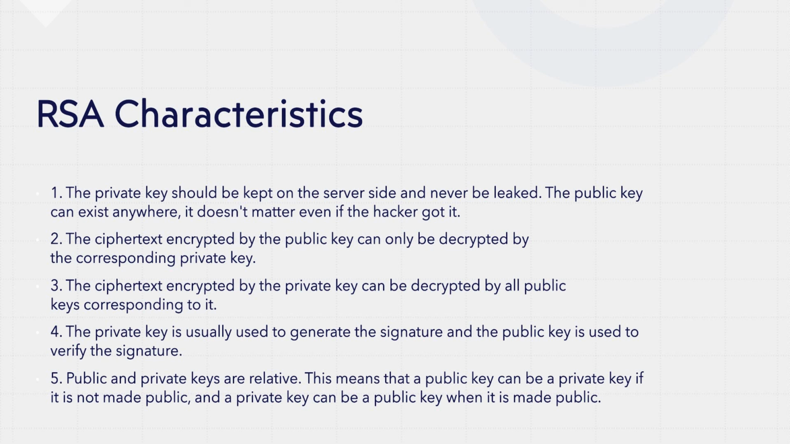Public and private keys are relative. This means that a public key can be a private key if it is not made public, and a private key can be a public key when it is made public. So in RSA, in our code, it is like E and D, so it doesn't matter which one is the public or private key. They can be either way.